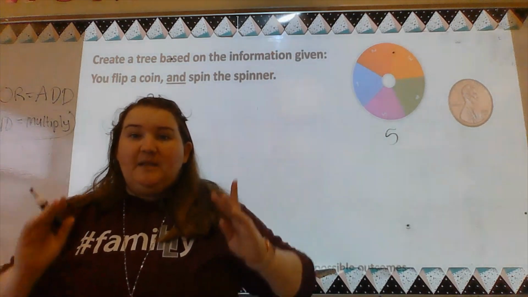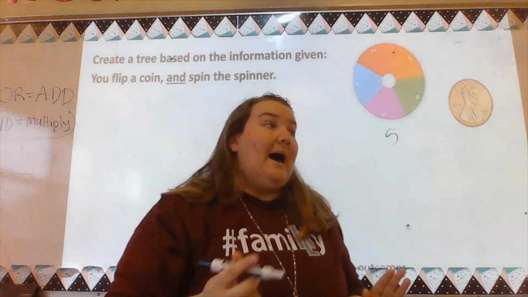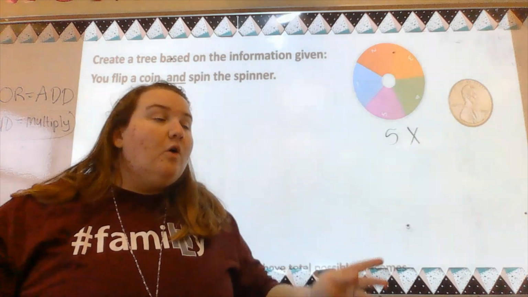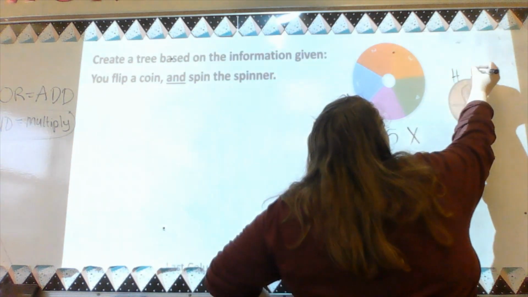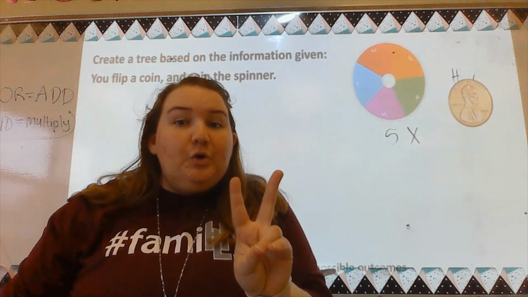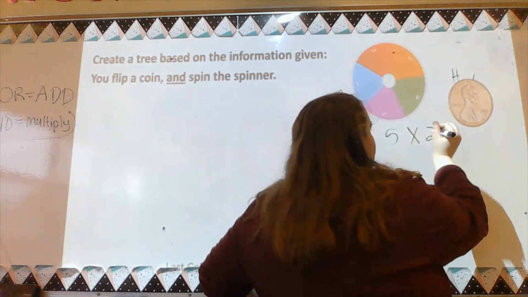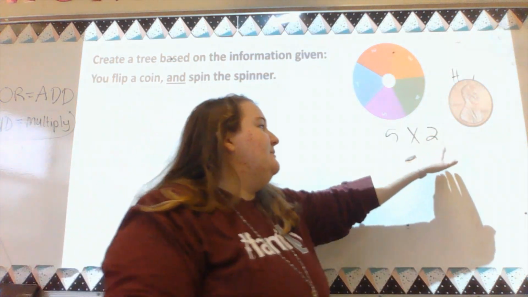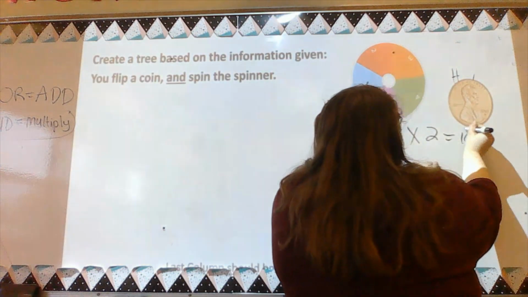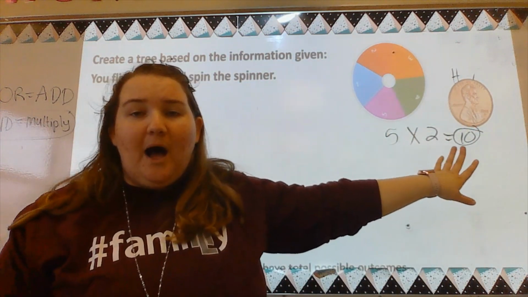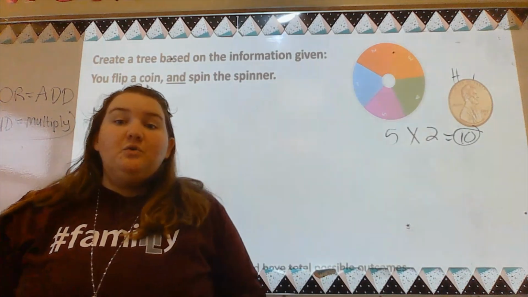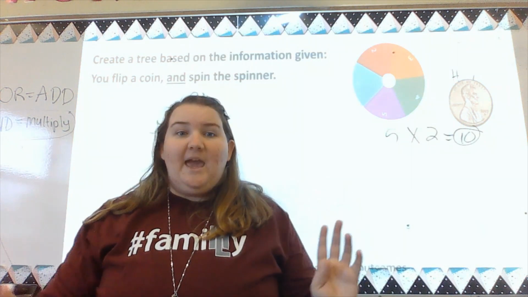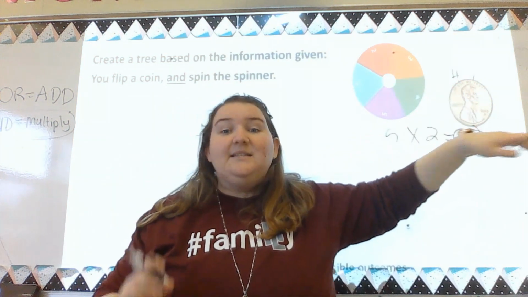So I spin the spinner and I'm multiplying, okay? And I flip a coin. Now, a coin has heads or tails, okay? That is 2 options, so 2, okay? To get those total possible outcomes, we're going to multiply. 5 times 2 is 10. So 10 is my total possible outcomes. So when I do both of these things, I have 10 chances or 10 ways or 10 answers that I could get, 10 outcomes, okay?